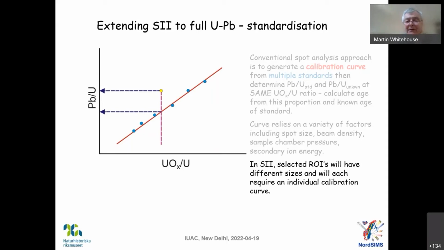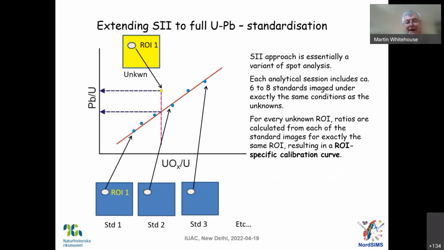We've tested that. So what we can do is consider that this yellow analysis is actually an area that we have defined within our image area here, an area that we want to know the age of. Then we define this area, and we analyze a lot of different standards, again using the ion image method. Each ion image will generate a point on this curve for a given region of interest. So we might have 6 or 7 or 8 standard measurements done as ion images. And when we select this particular ROI1 here, we need to select the same ROI in each of the standard images to generate a curve. And this curve is basically an ROI-specific calibration curve.